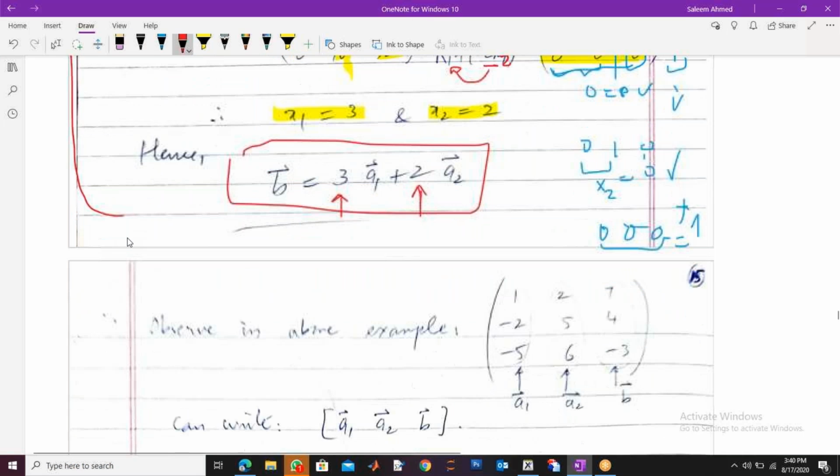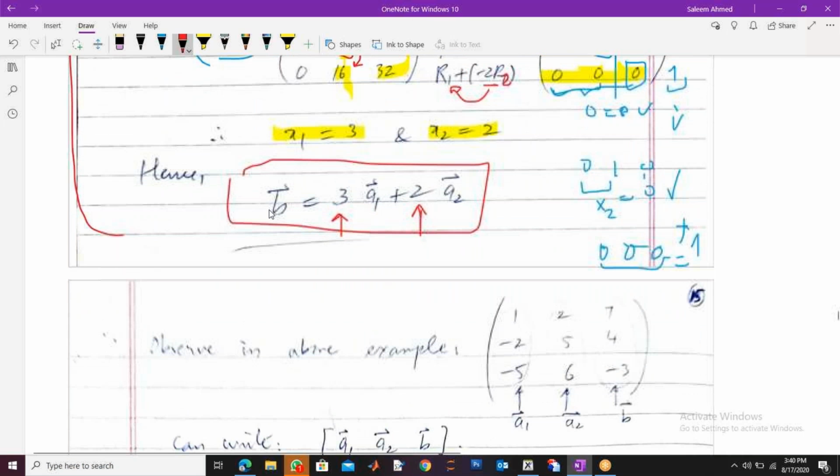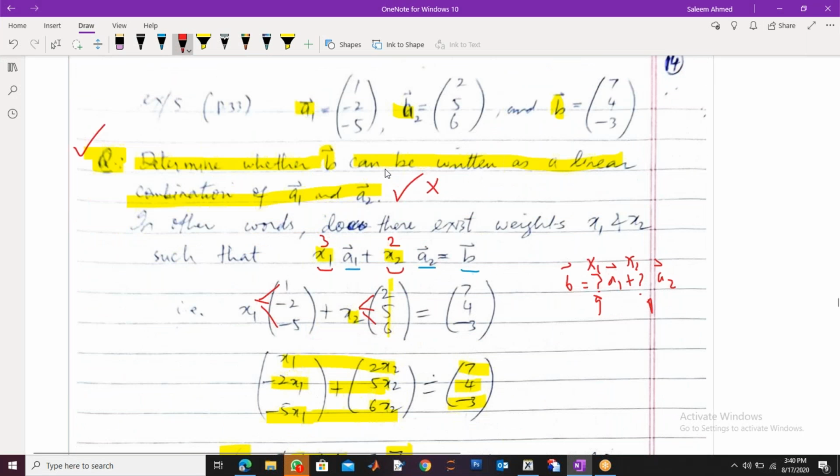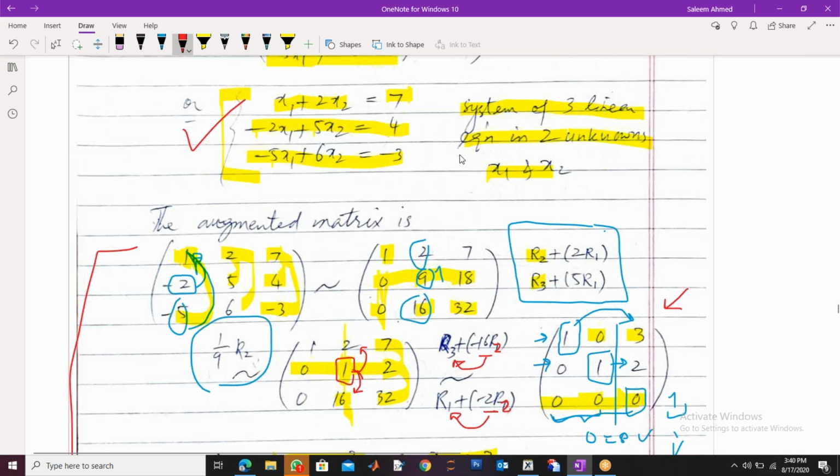All right. So see, systems of equations are related to the linear combination of vectors. Again, if you know the concept, if I ask you the same question, to determine whether B can be written as a linear combination of given vectors, basically you have to solve a system of linear equations.